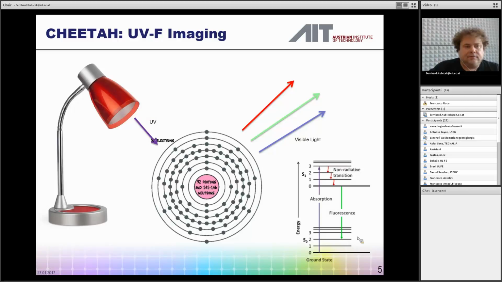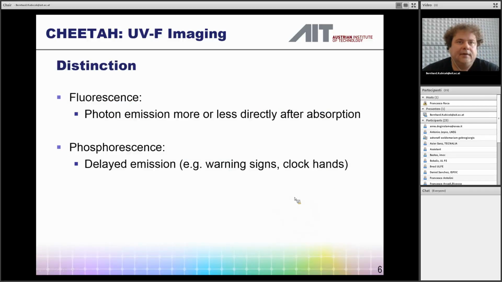And this photon, in some useful cases, can be in the visible range. If this is the case, we can see it with the naked eye. There is also the distinction between fluorescence and phosphorescence, where phosphorescence happens when the electrons get moved into a state where the decay takes a long time, in a forbidden state, and then you have delayed emission of photons. This is useful for warning signs or clock hands, old-fashioned clock hands. This is not what we are talking about here. We are looking at photon emission directly. When we illuminate with UV light, if you turn it off, it's gone again.